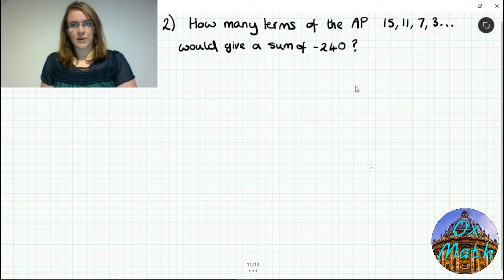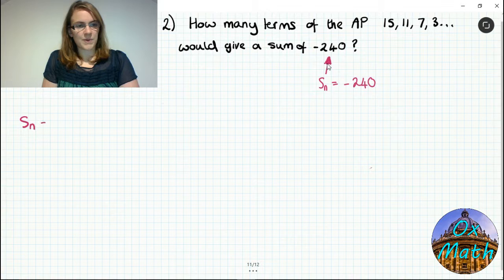So for our second question, again we are told an arithmetic progression 15, 11, 7, 3, and we are asked this time how many terms we need to get a sum of minus 240. So we don't know how many terms we are summing, but we know that the sum of those n terms is equal to minus 240.